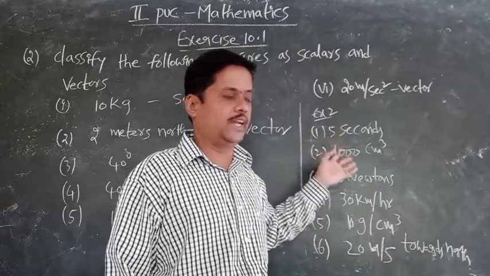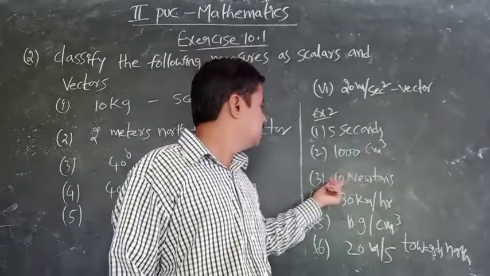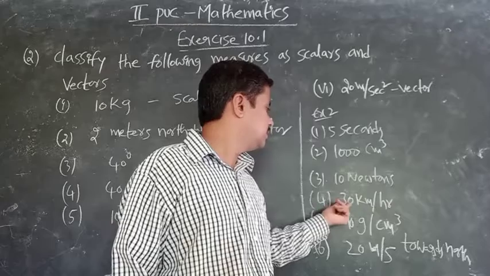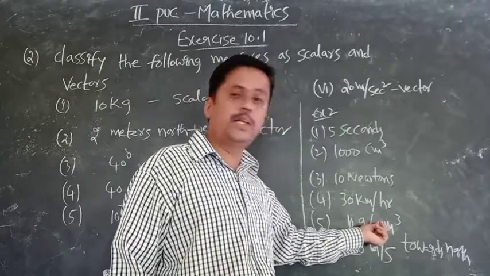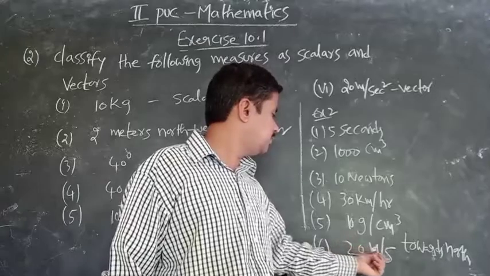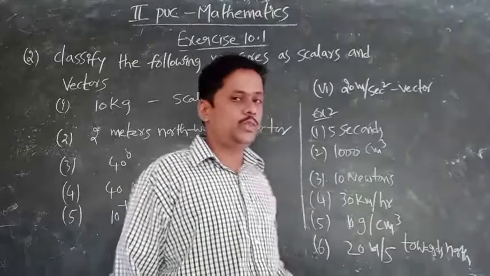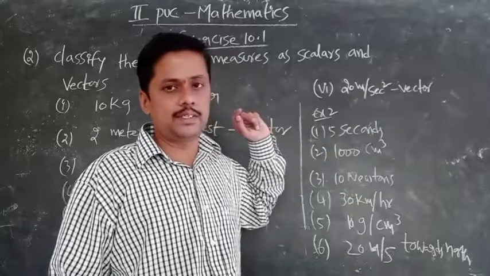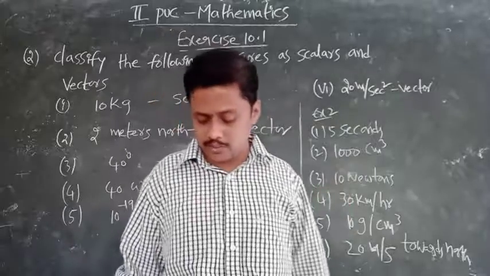You can easily write. So 5 seconds, 1000 centimeter cube, and 10 newtons, 30 kilometer per hour, 10 grams per centimeter cube, 20 meter per second towards north. Okay, you have to identify which one is scalar, which one is vector. So this is a homework for you. So my dear students, do it as homework.